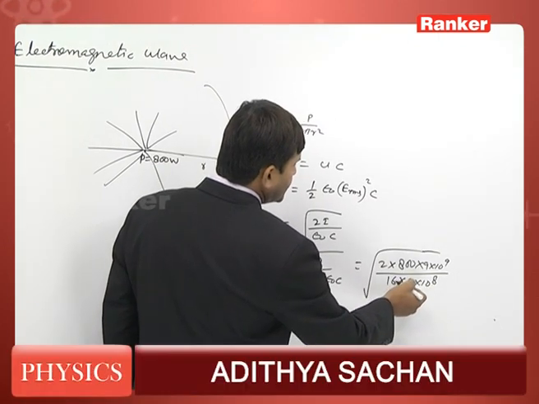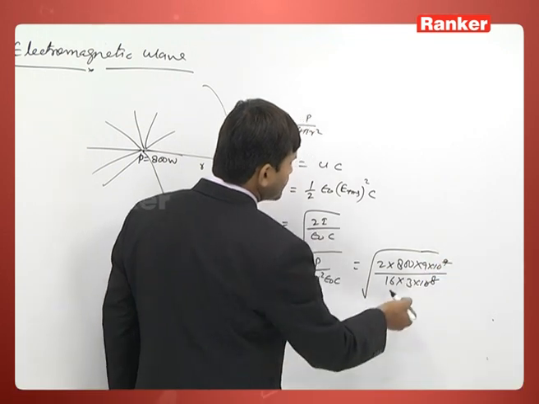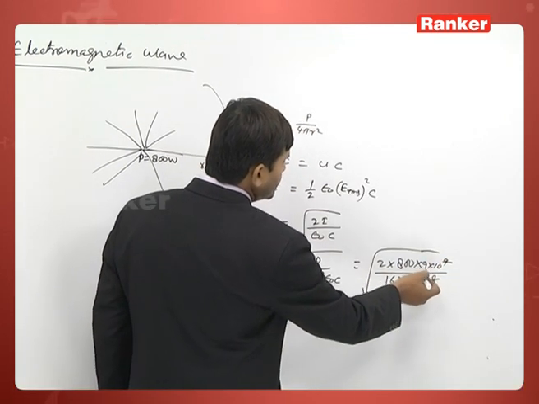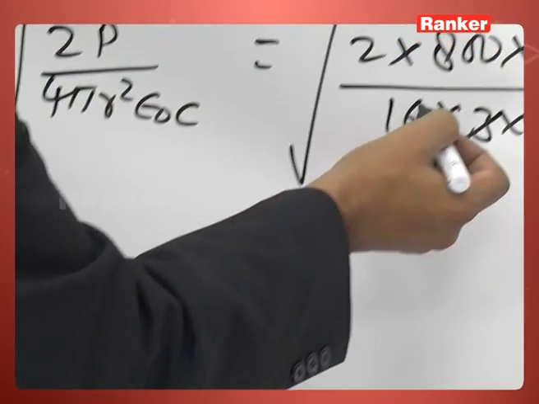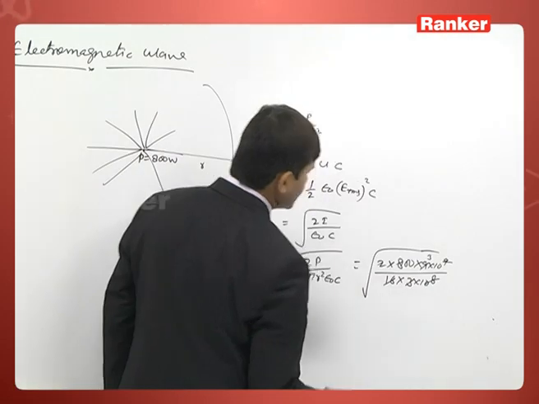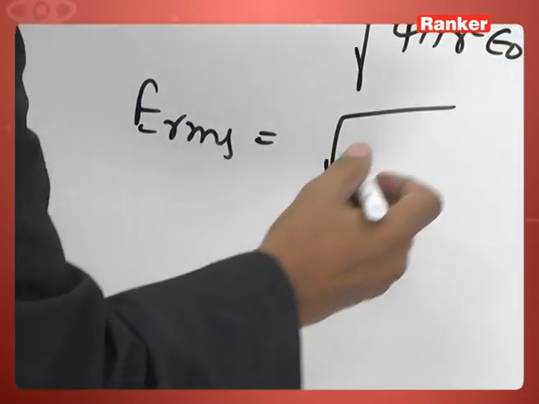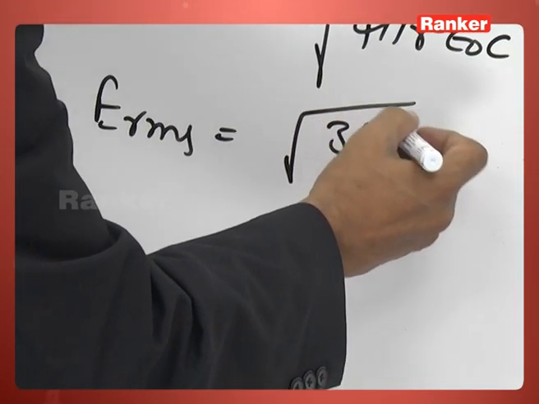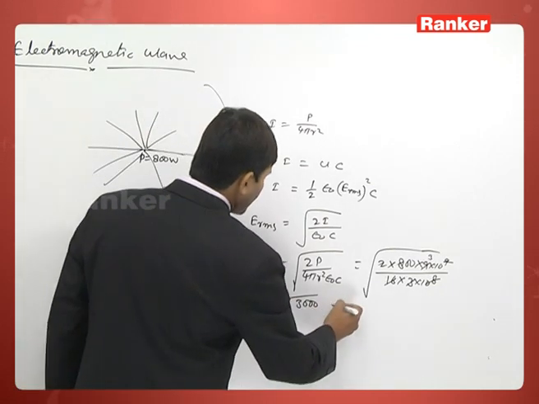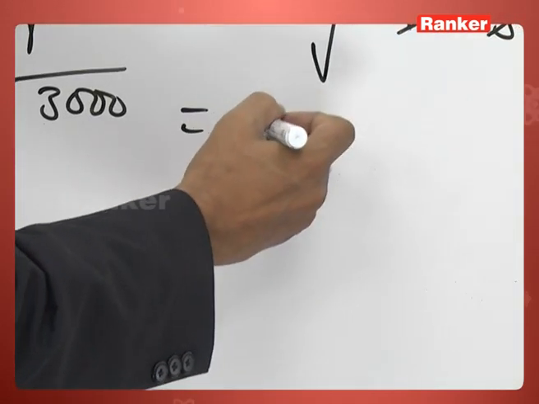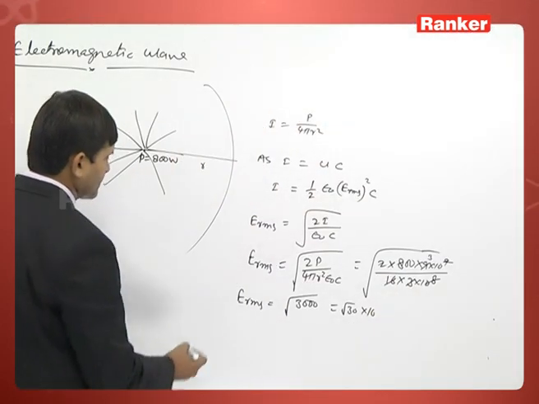So 16, 8, this is 10 power 8 and 8 cancel. This is your 9, 3 into 3. So this will be your 16 into 8 into 2, 16. So this is your 3000, so that is coming here, 3000. 3000 means that we can say around root 30 into 10, root 30.